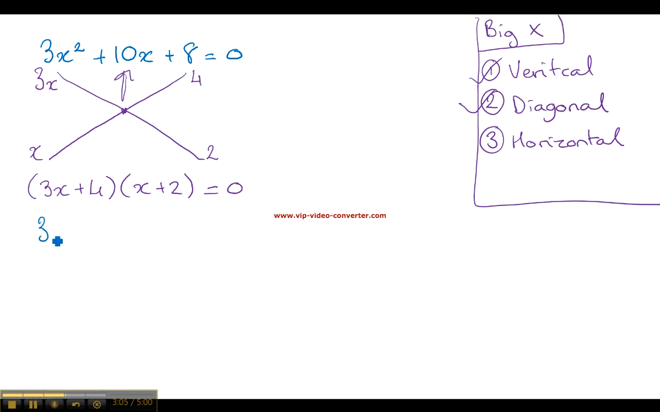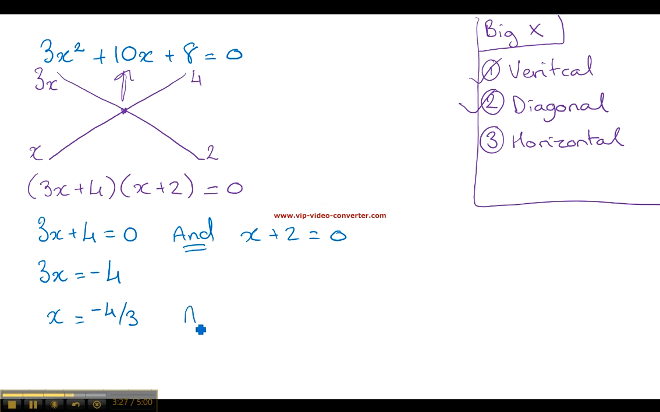What you do is you just let your two groups equal 0. So 3x plus 4 equals 0, and the other group, x plus 2 equals 0. With a small manipulation, we get 3x equals minus 4, so x will equal minus 4 divided by 3. And for your other answer, again with a little manipulation, x equals minus 2. And that's how we solve it. We found our two values of x for this equation. So we've done the horizontal.